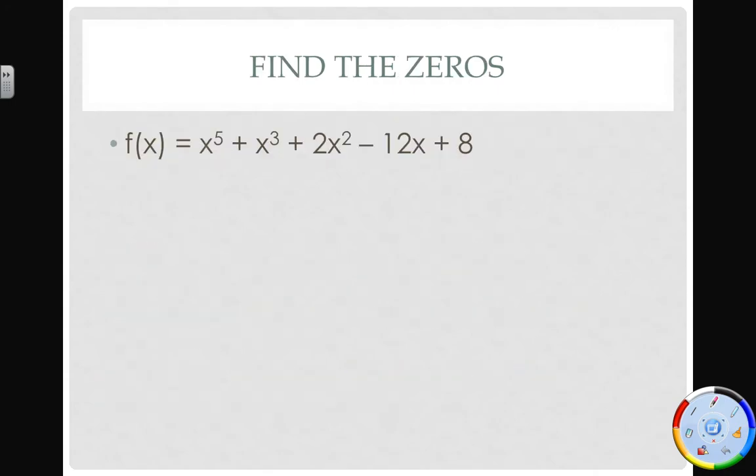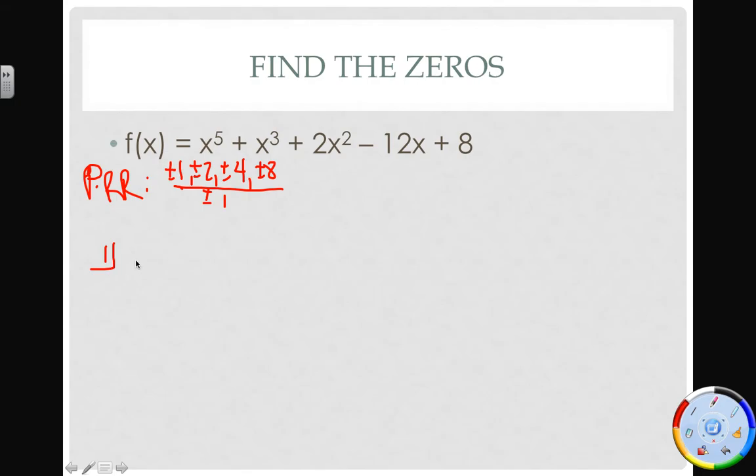All right, so this particular example, same kind of idea. The problem here is you don't get automatically to know what a 0 is, so you're going to have to start with the possible rational roots. So possible rational roots are plus or minus 1, plus or minus 2, plus or minus 4, plus or minus 8, all over 1, which means it's just these 4 numbers.